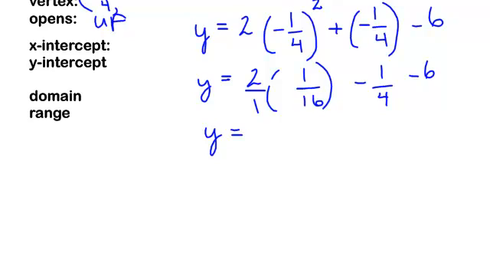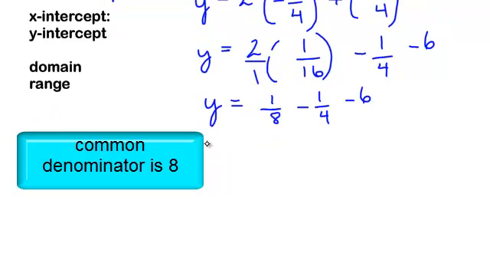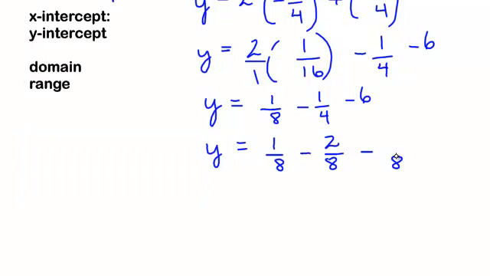Okay, let's do some simplifying. When I simplify fractions, I'm multiplying here, just multiply straight across. That would be 2 over 16, which is 1/8. So I have 1/8 minus 1/4 minus 6. You can get a common denominator now or use your calculator. My common denominator would be 8, so that would be 1/8 minus, this would be 2/8. That's the same thing as 1/4, minus, and 6 times 8 is 48.